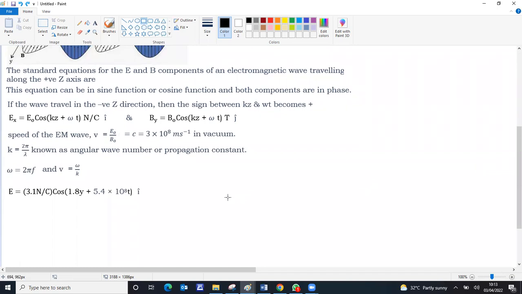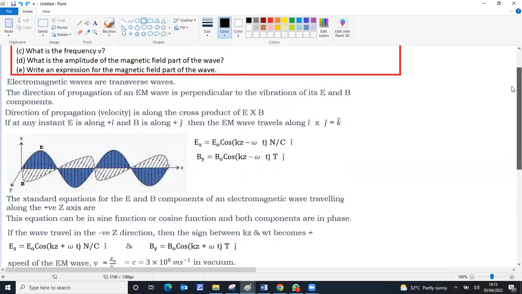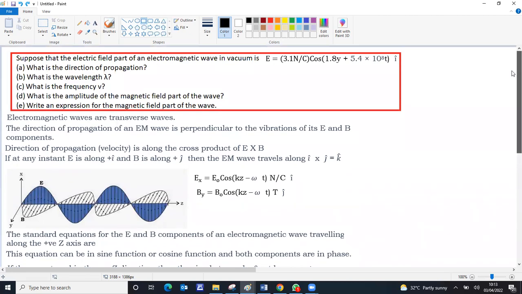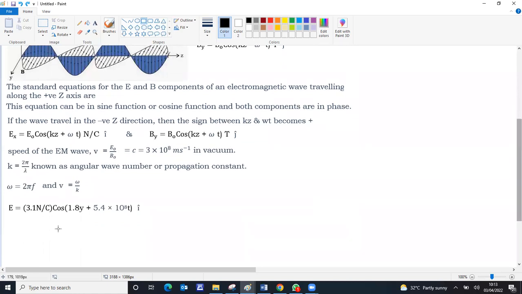Now we are starting with the question. The question is given: 3.1 cos(1.8 y minus 5.4 into 10 raised to 8 t) along i cap. Just copy the equation. First, we identify these values. For that, write the standard equation we have. It's a cos function, so we're writing cos. So comparing, E0 becomes 3.1 Newton per Coulomb. The k value is 1.8. The omega value is 5.4 into 10 to the power of 8.